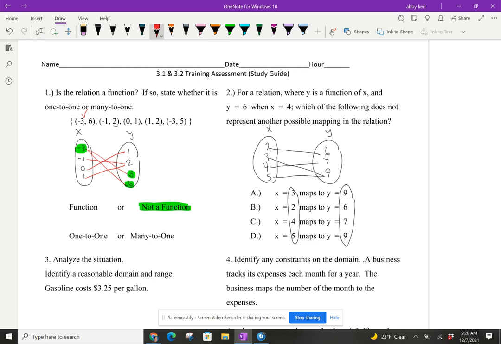Now the one that we're trying to figure out, this right here is our given. So it says when x is 4, y equals 6. So which multiple choice down here makes it not a function? It's when x maps to 7, because we already had the x of 4 map to 6. So that means it cannot be 7 as well. So the answer choice is C.